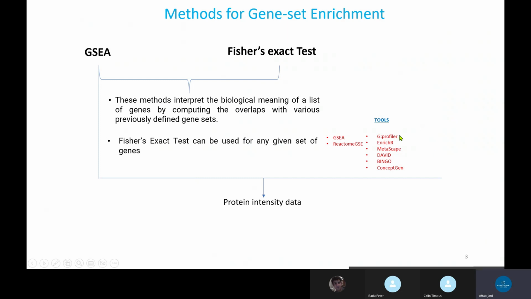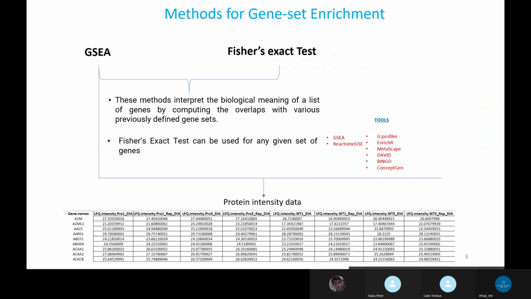So these are some methods and online tools which can give the gene set enrichment result. This is our protein intensity file, where we can take the average of wild type versus disease type, calculate the change, and then take the gene name and fold change and use them as the query protein list, the input file for GSEA, as well as for the Fisher test.